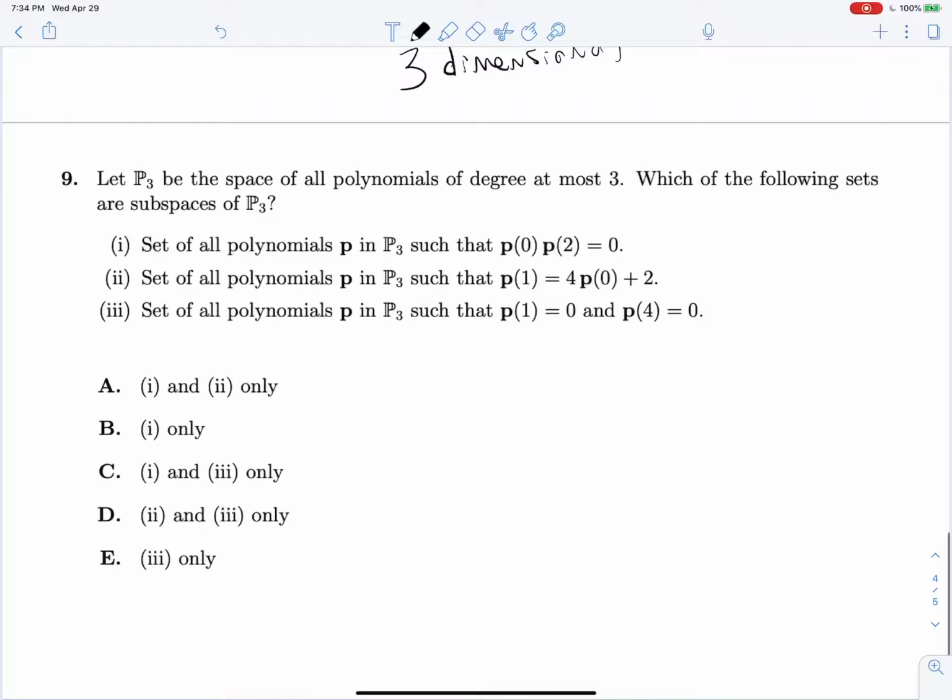Okay, and finally, we are dealing with 3 different potential subspaces of P3.